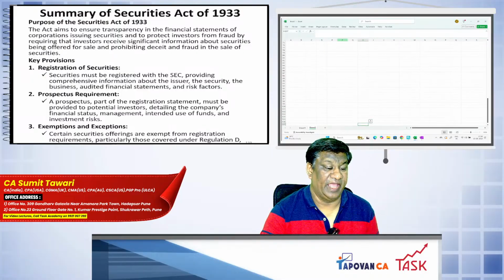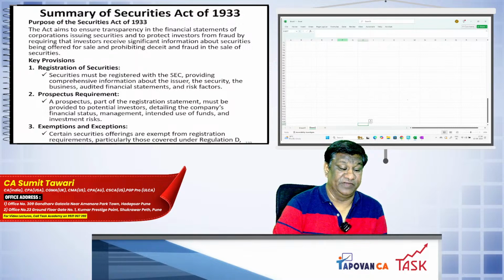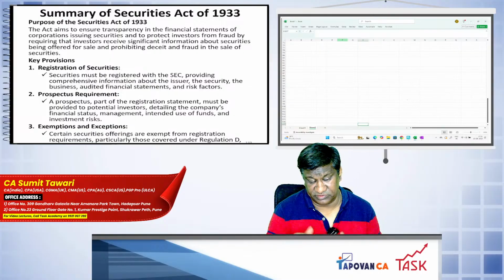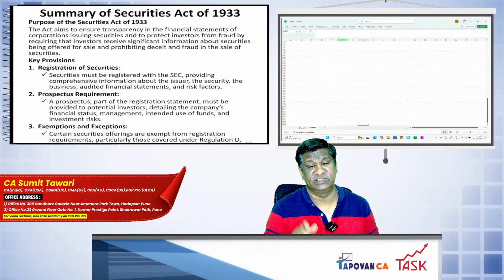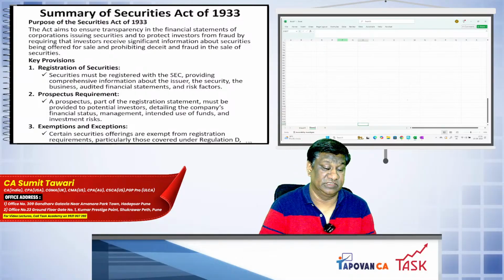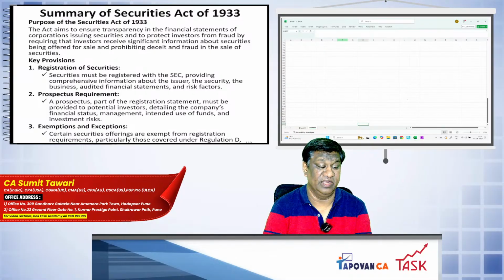Okay. So the act aims to ensure transparency in the financial statements of corporations issuing securities and to protect investors from fraud by requiring that investors receive significant information about securities being offered for sale and prohibiting deceit and fraud in the sale of securities. So whenever you are selling securities, whether it is equity or debt, to the general public, you need to first get registered yourself under the Securities Act, with the SEC, Securities Exchange Commission.